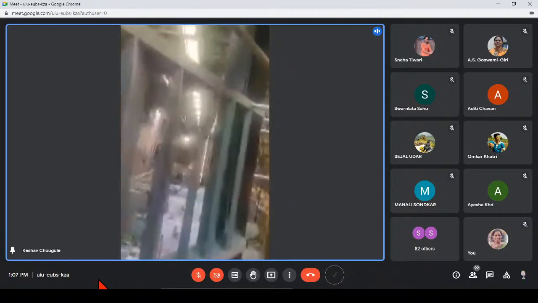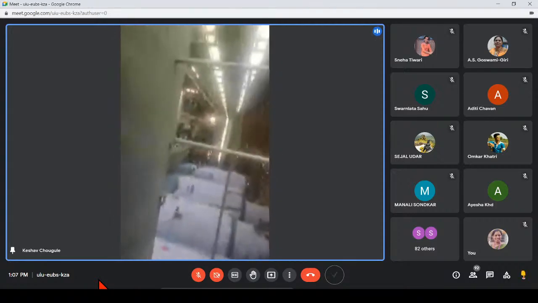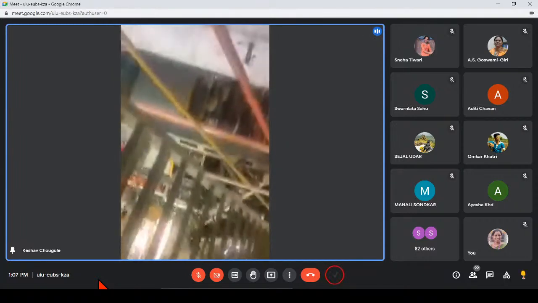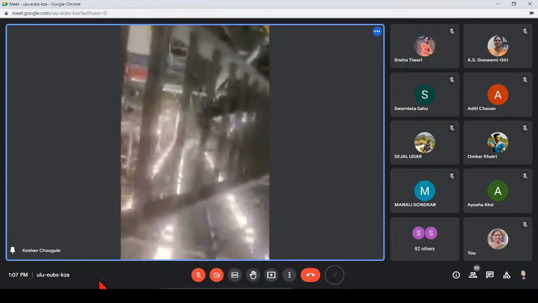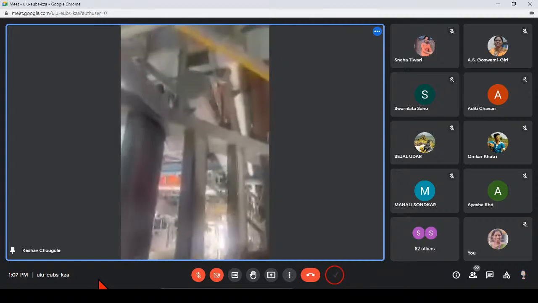Now we move towards the upward direction to the vacuum pans. In the vacuum pans, the crystallizing of sugar starts. It is in the upward direction. We will go there.